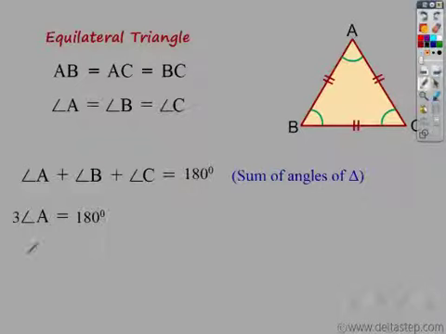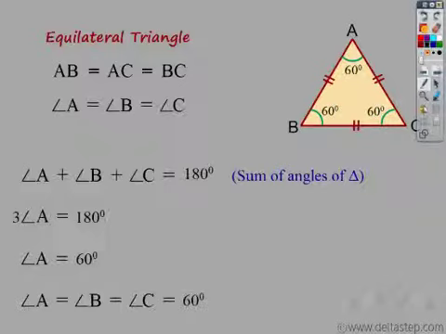Angle A would be 180 divided by 3, which is 60 degrees. So angle A turns out to be 60 degrees, and angle A is equal to B is equal to C. So each of the angles in an equilateral triangle is equal and is equal to 60 degrees. So we've seen that equal sides contain equal angles, which contain equal sides. In an isosceles triangle, we have 2 equal sides and 2 equal angles, and for an equilateral triangle, we have 3 equal sides and 3 equal angles.